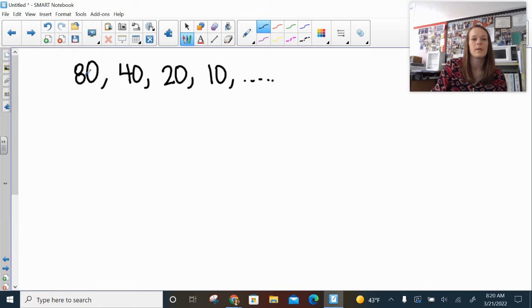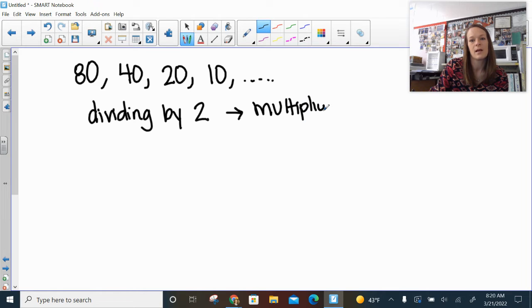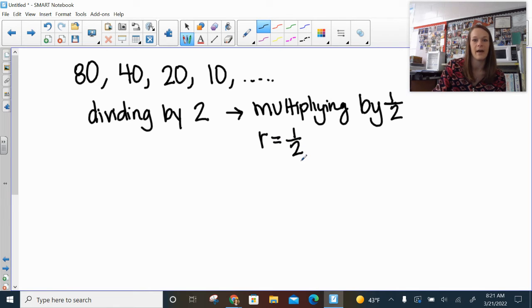Okay. And most of you would say, oh, you're dividing by 2. Okay, but we must write it in terms of multiplication. So if you're dividing by 2, that is the same thing as multiplying by a half. If you're dividing by 3, that's the same thing as multiplying by 1/3. Dividing by 4, multiplying by 1/4. But we always have to put our geometric sequences in terms of multiplication. So this now means that my ratio is a half, not 2.